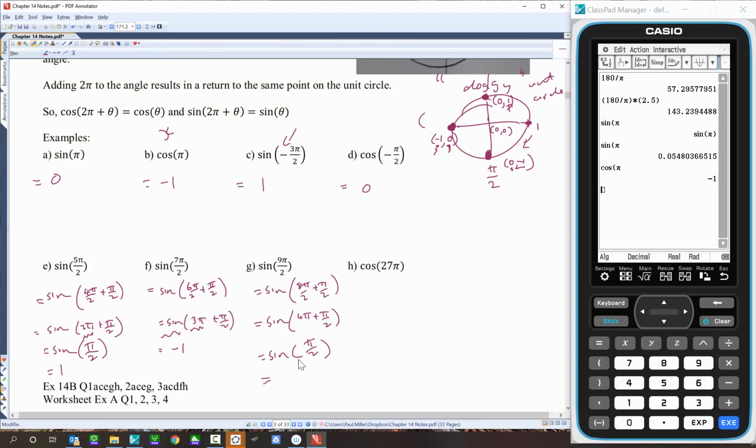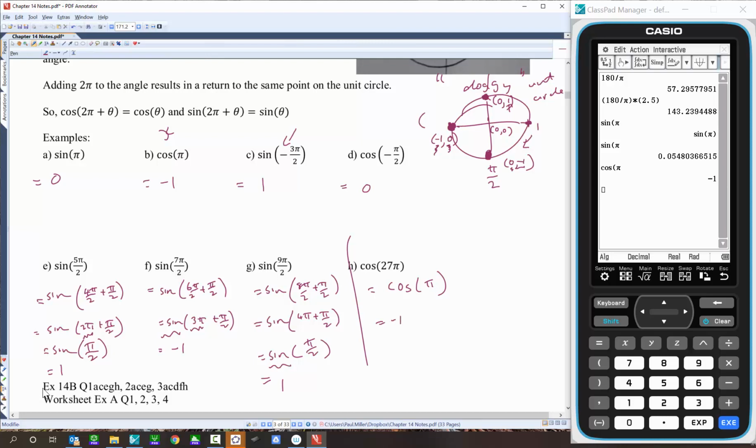So pi on 2, what trig function am I? I'm sine. Sine is the y value. This one here is 1. All right, the cosine of 27 pi. Now again, you can do this by going pi, 2 pi, 3 pi, 4 pi, 5 pi, 6 pi, but this is odd pi. Odd pi, I know, has to end up here. So this is going to be the same as saying the cosine of pi. Why go around 27 times when I can just go there? Now, cosine of pi. Cosine is the x, which is -1, so that's -1.